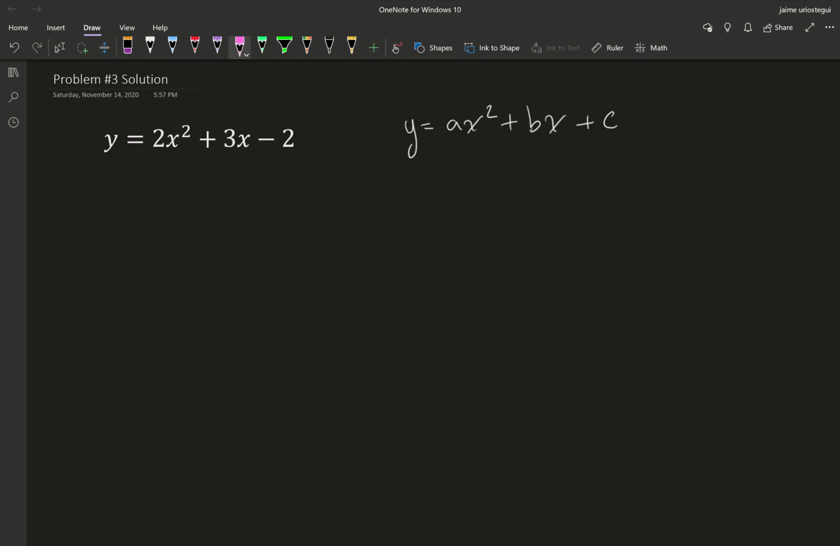Here we have number 3. For number 3, we're asked to factor and solve for this equation. As you can see, we already have it in standard form. So this should be pretty easy to do with the box method.